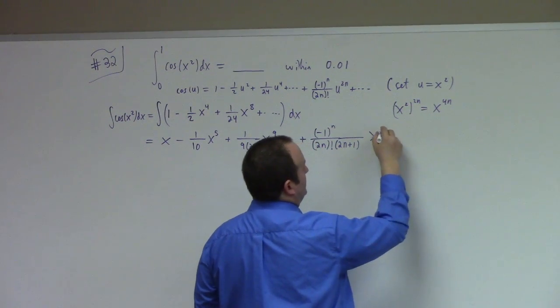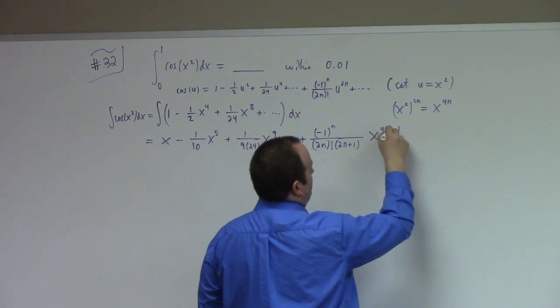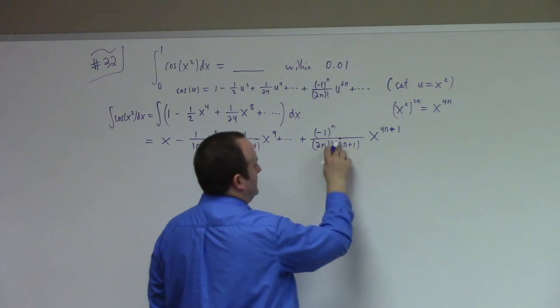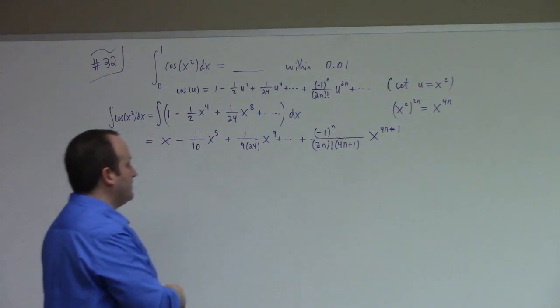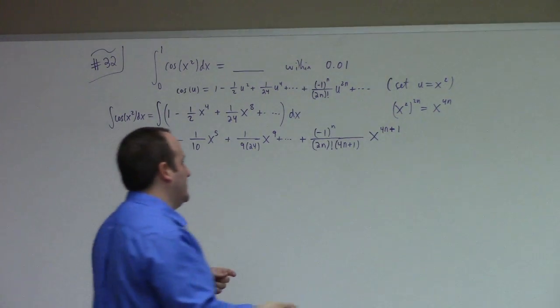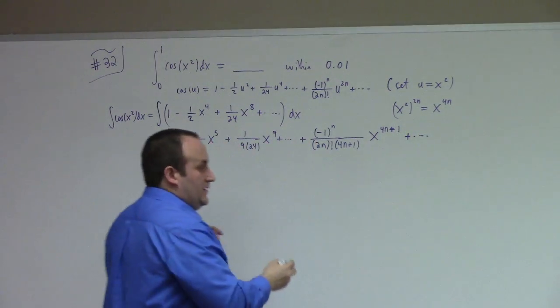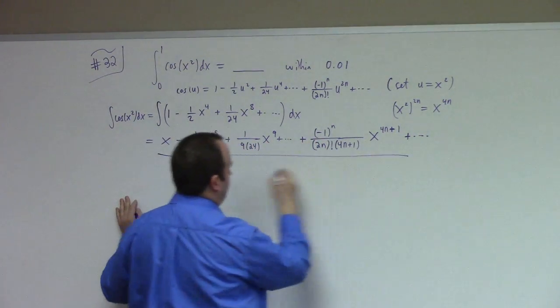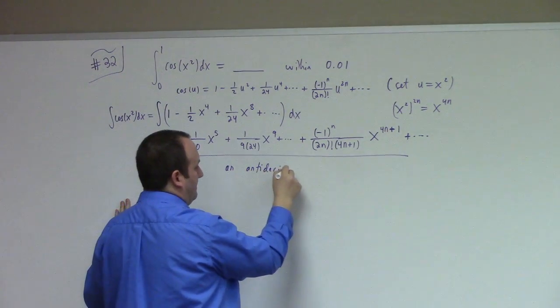So 4n plus 1. Oh, sorry, I should do what? Oopsie daisies. Let's see here. This is supposed to be 4n plus 1, right, when I integrate? And then so forth, right? I mean, plus, it's an infinite series, the antiderivative. So this is an antiderivative of the given integrand, right?